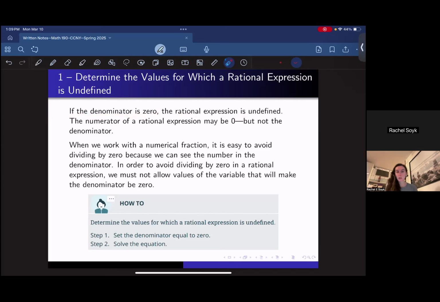The numerator of a rational expression may be 0. There are no restrictions there, but not the denominator. So you really want to be on the lookout for that. I'll highlight.